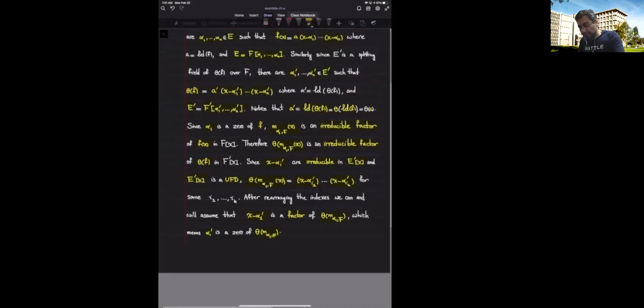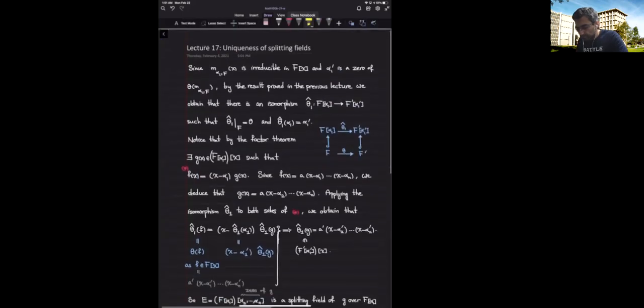Let's summarize what we have done. So far, we found an irreducible element in F bracket x, which is a divisor of f, and then we apply theta to this, and that is again an irreducible element, but this time in the next copy, F prime bracket x, and it contains a zero of theta of f, so it has a common zero with that one, and we call that alpha 1 prime.